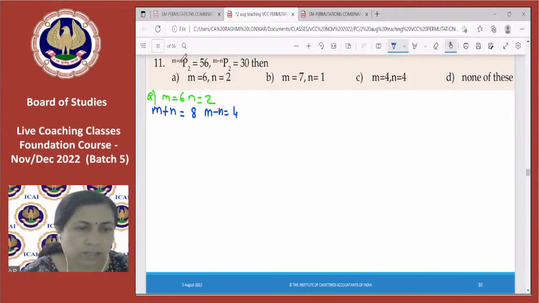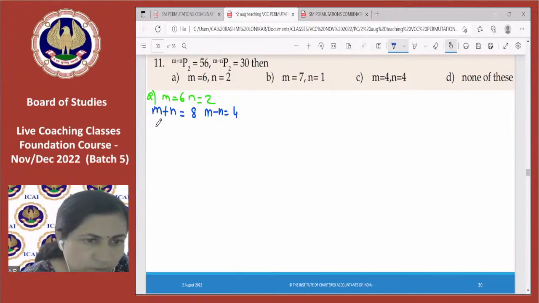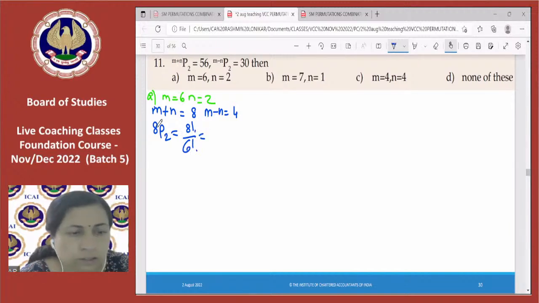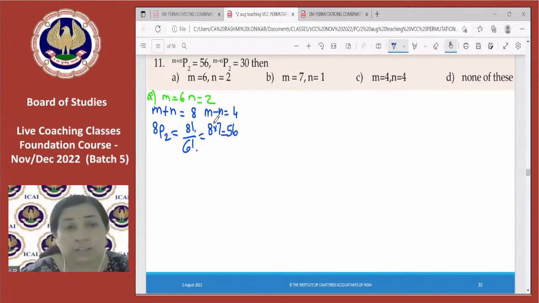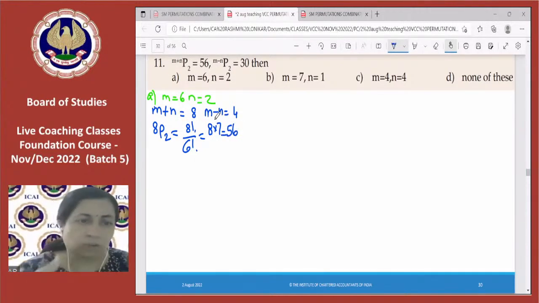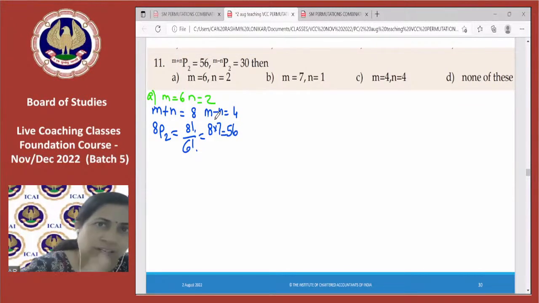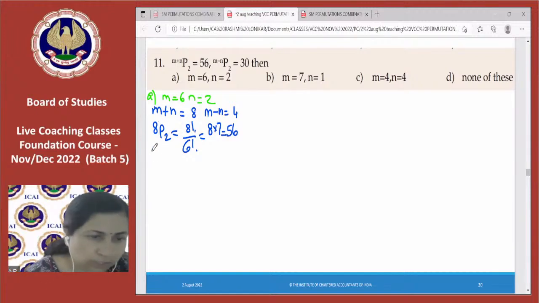So m plus n is 8, so 8P2. How much is 8P2? 8 factorial upon 8 minus 2, that is 6 factorial. So 8 into 7, this is 56. So you may be very excited, thinking A is the correct answer. Wait, you also have another, m minus n P2. So let us take that also.